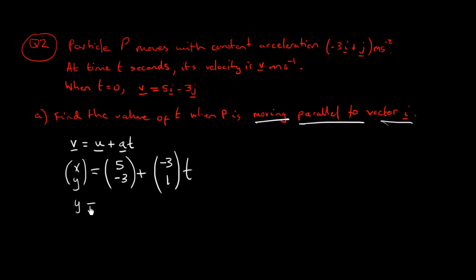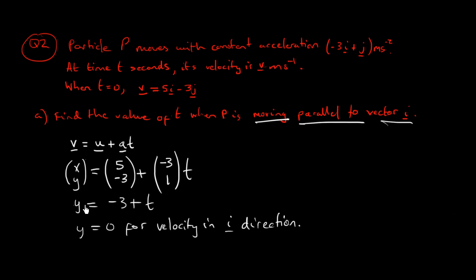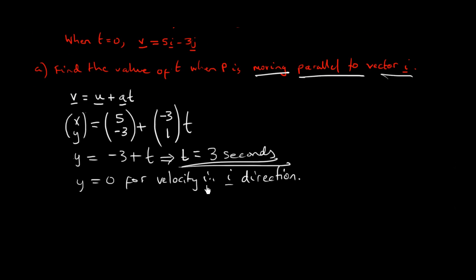We know that y is equal to -3 plus 1 times t, and y is 0 for velocity in the i direction. Therefore, 0 is equal to -3 plus t, so this implies that t is plus 3. So that's 3 seconds. We need to put it in seconds, or just an s, because they tell us in the question, and this is something to notice, that this is in seconds. Sometimes t can be in hours, like the question we did recently with boats in the ocean. So that was for part A.